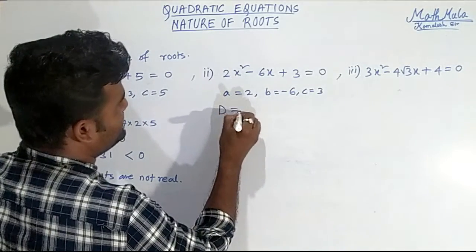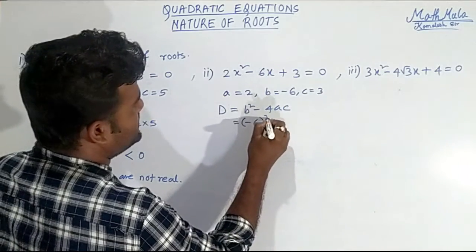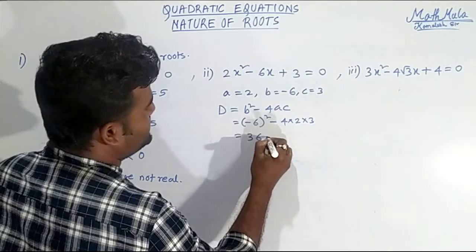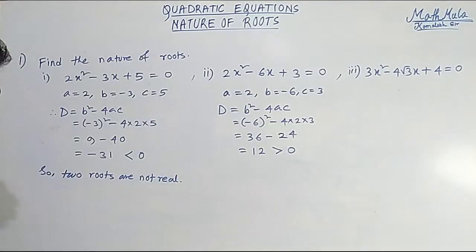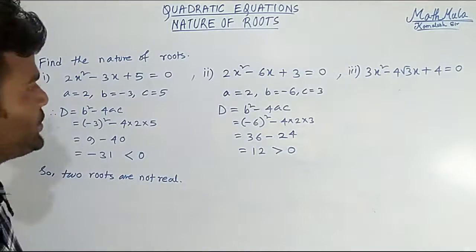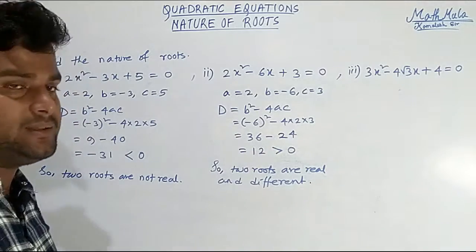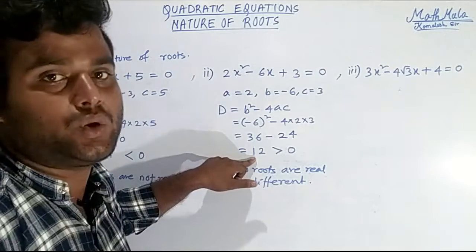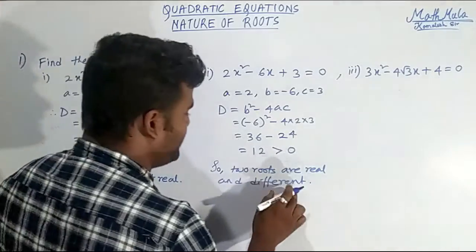The discriminant D is equals to b square minus 4ac, that is minus 6 whole square minus 4 into 2 into 3, that is 36 minus 24, that is 12, which is greater than 0. Now look, the discriminant is greater than 0. From the first case, we can say the roots are real and different. Also we can say the roots are irrational because the discriminant is 12, which is not a perfect square number. That means the roots are irrational and different.